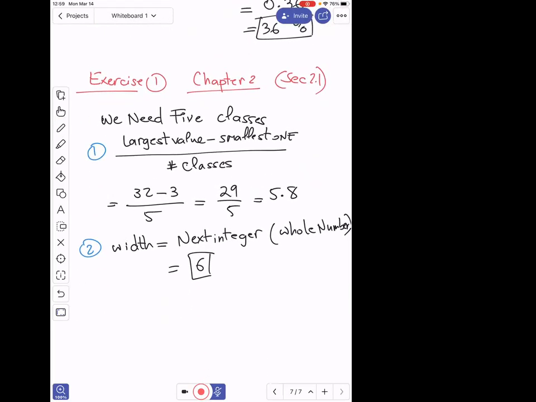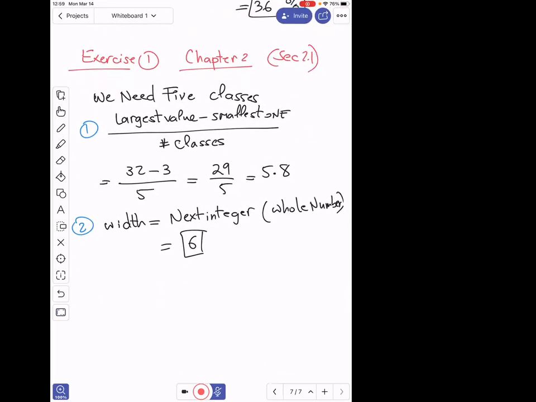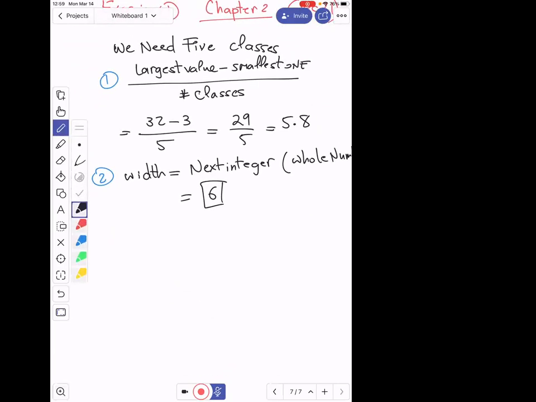Right. So now we need to find the classes boundaries. But before classes boundaries, we need to find classes limits, right? Even if the question doesn't say classes limits, you need to find the classes limits first, because that's how we find the classes boundaries. So as step number 3, we need to find the classes limits before the classes boundaries.